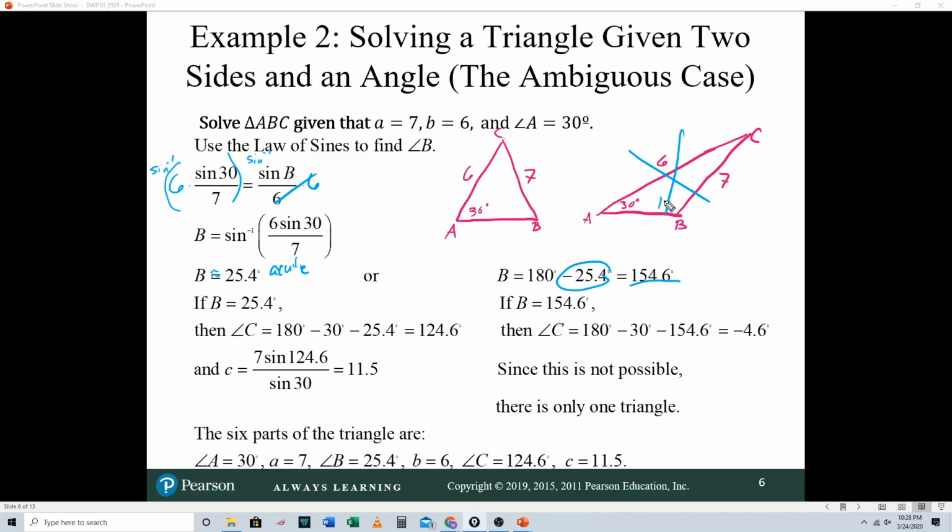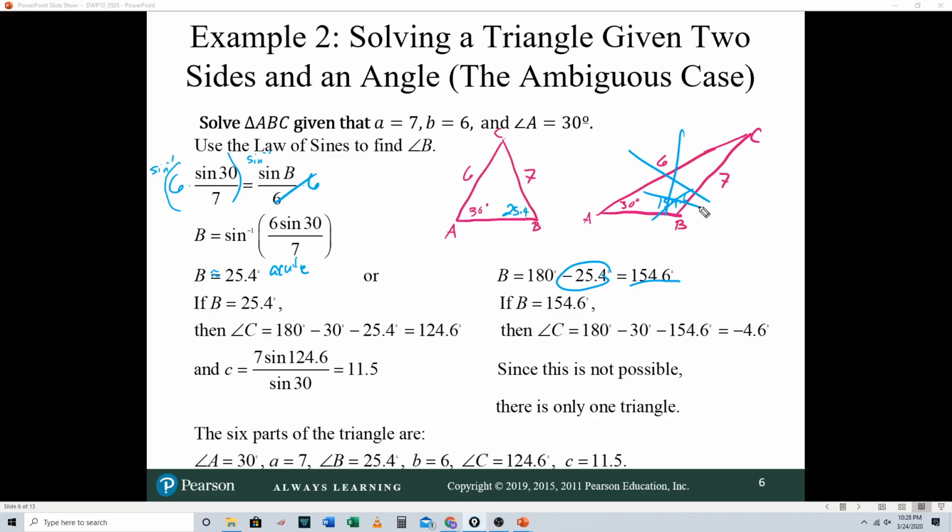Now, that doesn't make sense because every angle in a triangle has to add up to 180, and this adds up to 184. So again, there's no way that this will work. So before we even get started, really, if the angle I'm finding is opposite the smaller side, it's going to be smaller. That's just how that works. So we know this is actually 25.4. It can't be anything else.